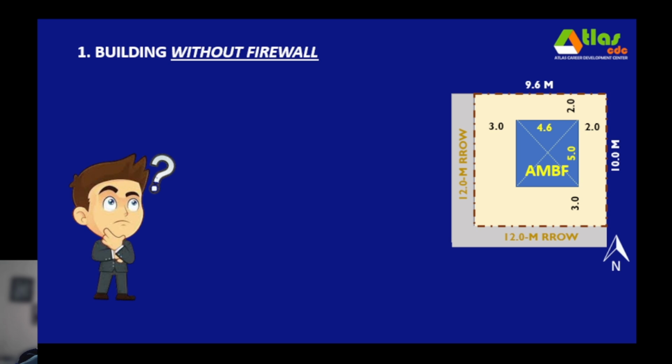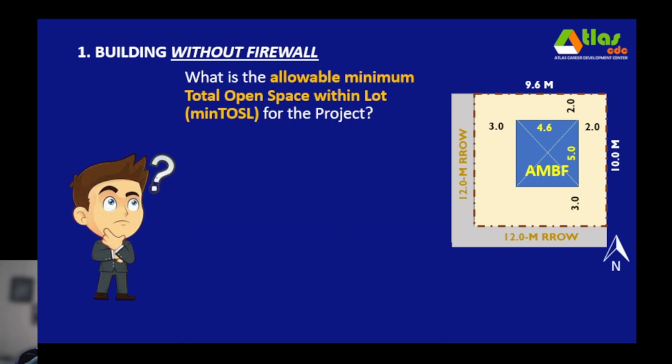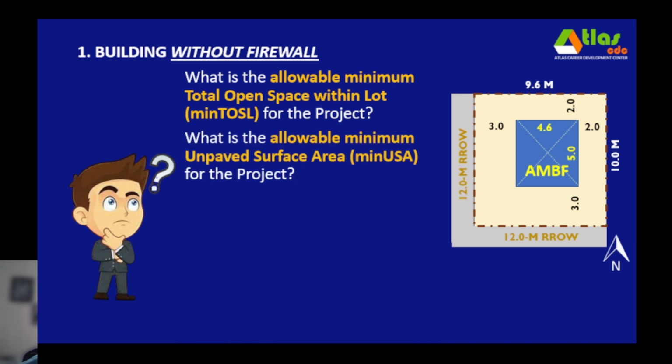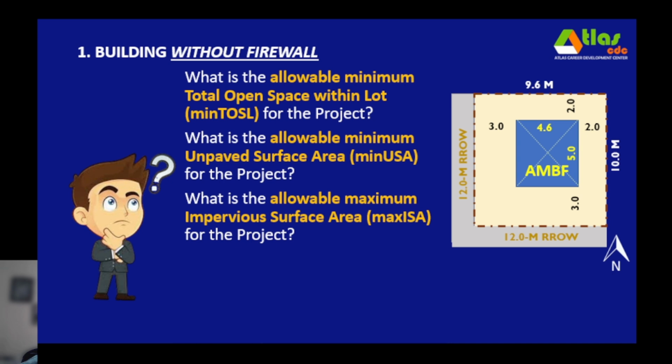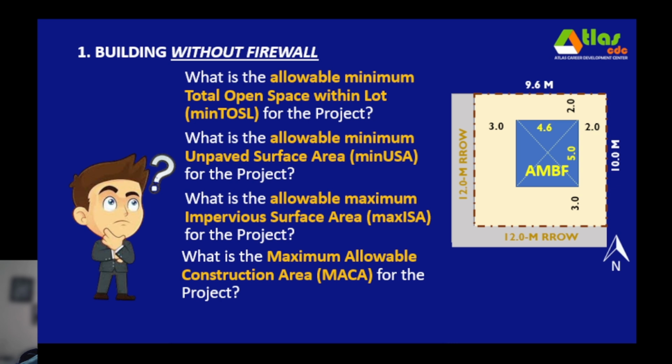So our next development control that we're going to compute is the remaining part of the lot that will be left open, and that will be the allowable minimum total open space within lot, or the minimum TOSL for the project, and also the allowable minimum unpaved surface area, or the minimum USA. And we also have the allowable maximum impervious surface area, or the maximum ISA. And lastly is the maximum allowable construction area, or the MACA, for the project.